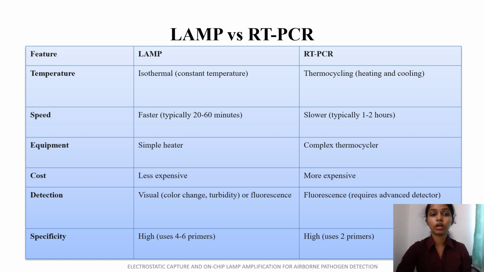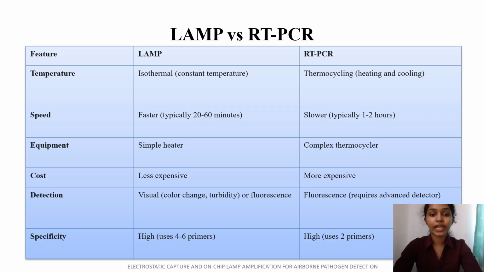Next, we'll go through a comparison between LAMP and RT-PCR. In the beginning of the seminar, I told that it is quicker than the RT-PCR technique, as LAMP uses an isothermal temperature, that is a constant temperature of 60 to 65 degrees Celsius, whereas RT-PCR is thermocycling, with heating and cooling processes. LAMP is typically faster than RT-PCR. It only takes 20 to 60 minutes, whereas RT-PCR is slower and takes 1 to 2 hours.